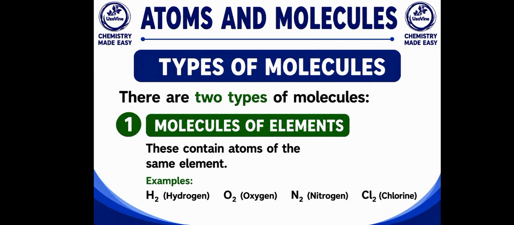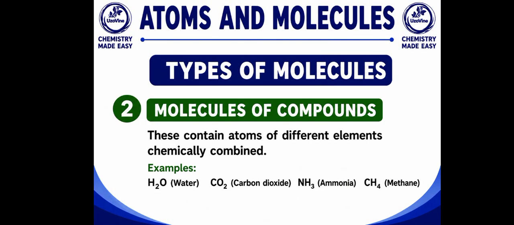Types of molecules. There are two types of molecules. Number one type is molecules of elements. These contain atoms of the same element. Examples, H2, O2, N2, Cl2.